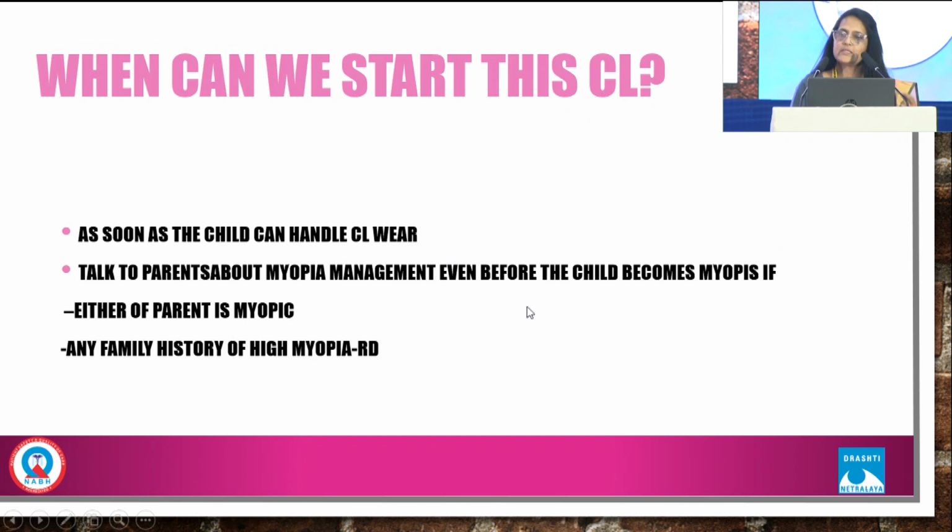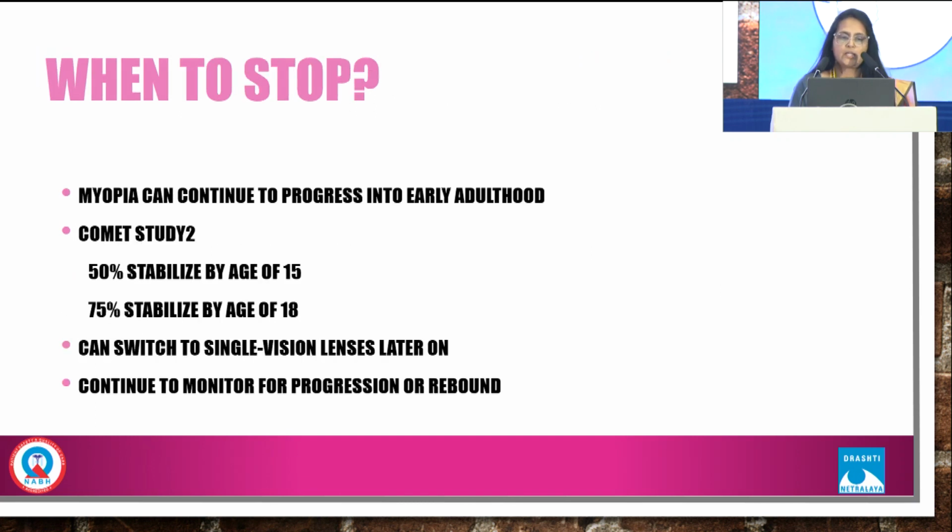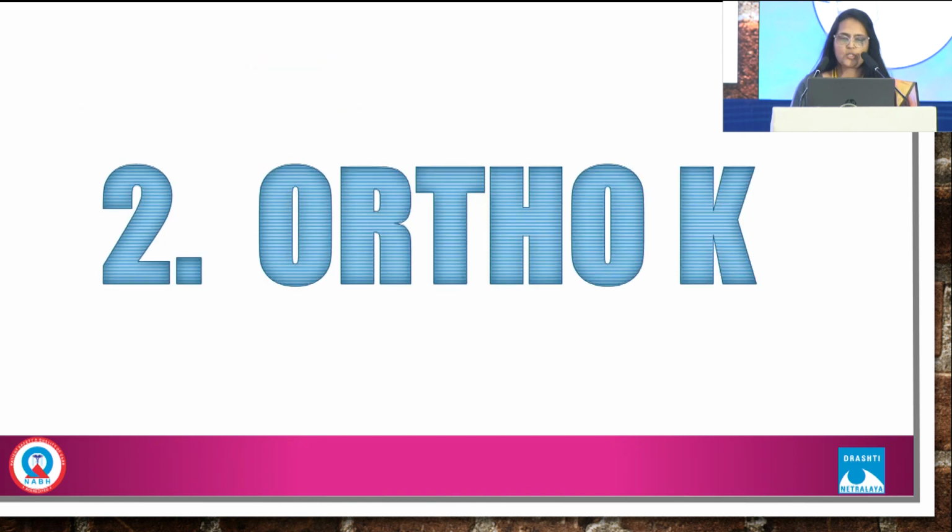So when can we start contact lenses? As soon as the child can handle true contact lens wear. Talk to the parent about myopia management, as Dr. Rohit sir rightly said, when you suspect pre-myopia. Myopia can continue to progress, with up to 50% stability usually at age 15 and 75% stability at 18. Then you can switch to the single vision lens.